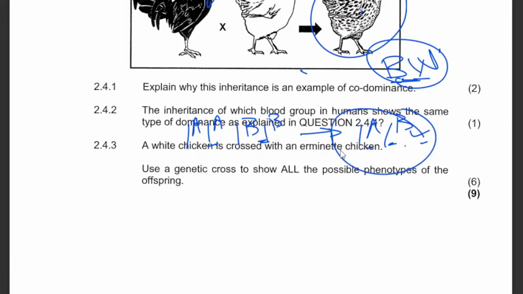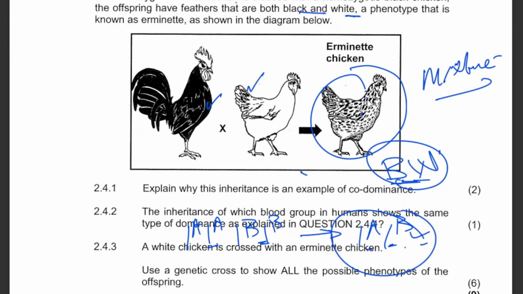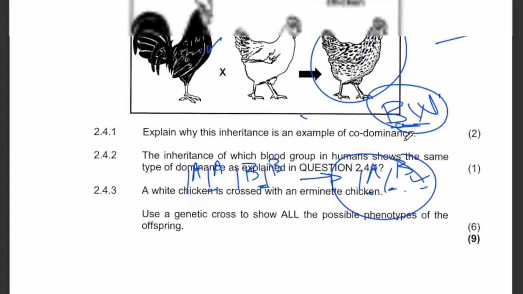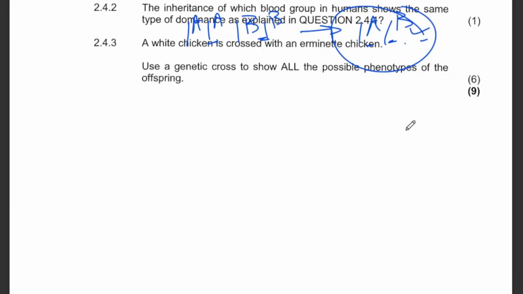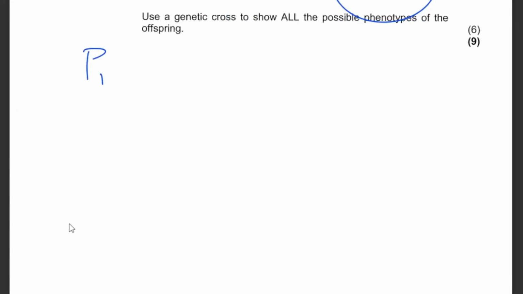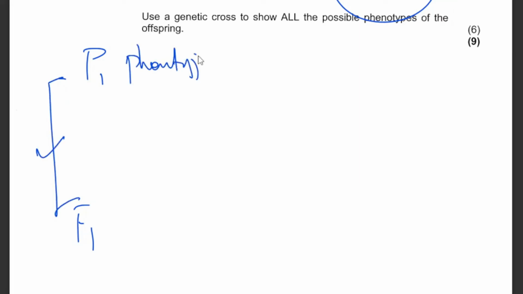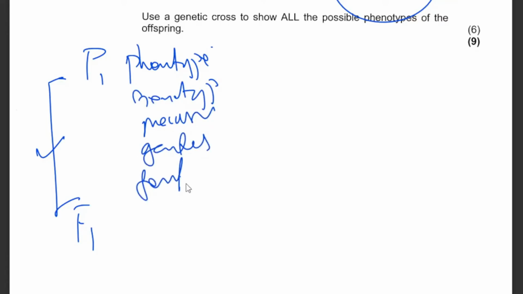A white chicken is crossed with the erminette chicken. Use the genetic cross to show the phenotypes. This one is simple, guys. Remember I told you that when you have this, you have 3 marks free. So P1, F1. You went to the paper, they said phenotype, we said genotype, we said meiosis, we said gametes, we said fertilization. So you got this mark also. Those are 2 marks.